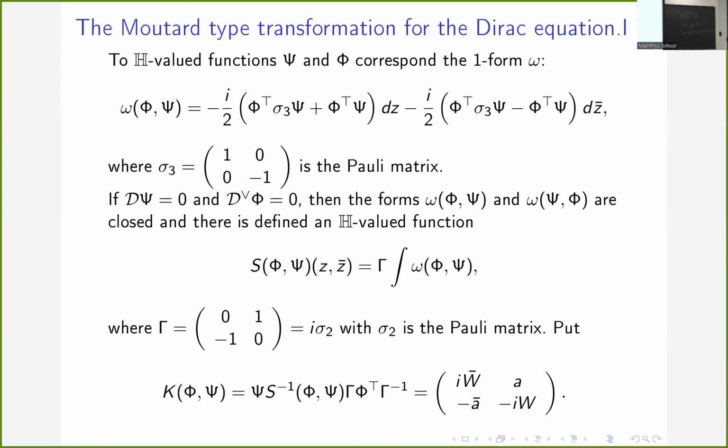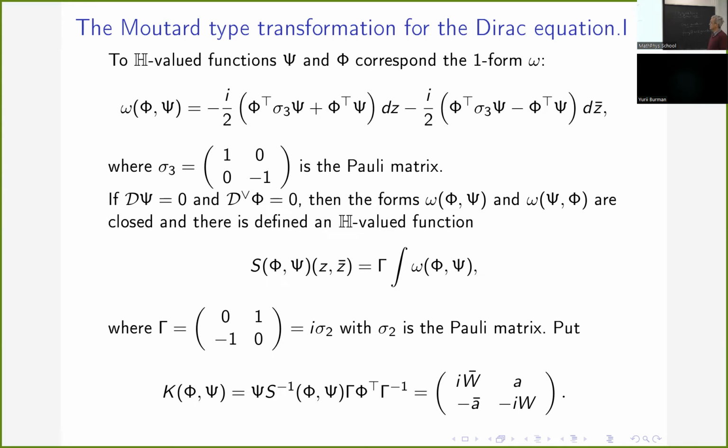And what is the Moutard type transformation for the Dirac operator? Here is the formula, quite large. We have two H-valued functions, psi and phi, and to them we associate one form with values in quaternions again. So this is this one form. Sigma 3 is one of the Pauli matrices, psi plus, psi z minus, and so on. This is written down.